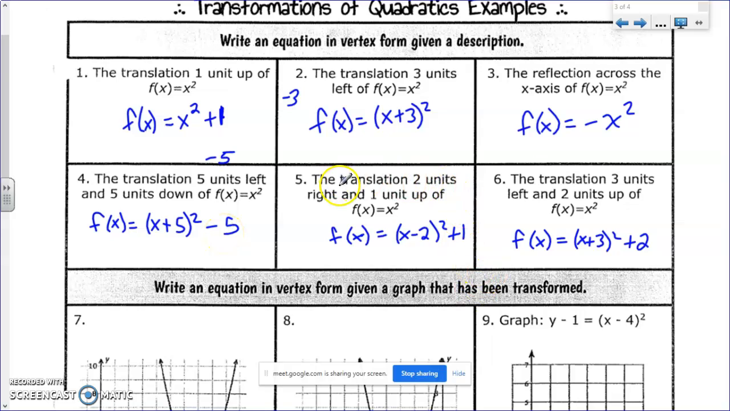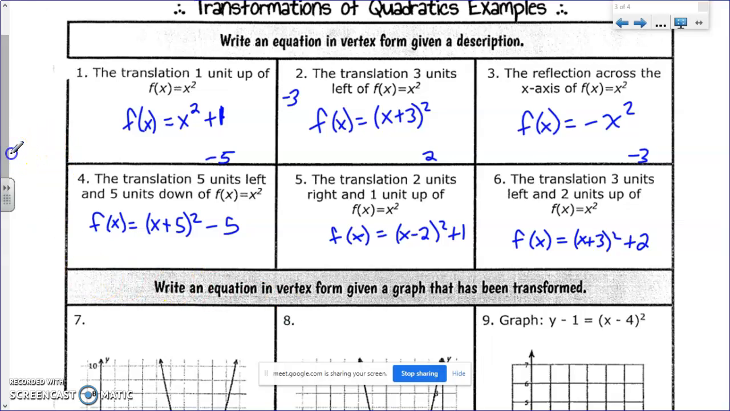Okay, 2 units right, so that would just be positive 2. So it's going to go in as minus 2. And then up 1, plus 1. Okay, 3 units left, negative 3. So that'd be plus 3, and then 2 units up. Questions on that?